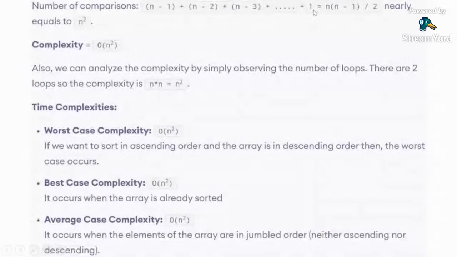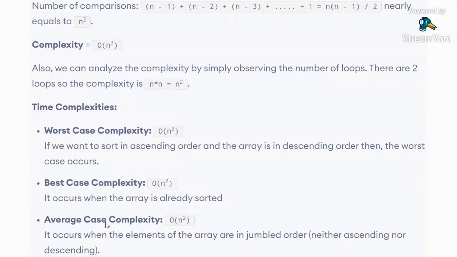Okay, so this is nothing but the arithmetic series from 1 to n minus 1. And if you get the result of this, then it will become n into n minus 1 by 2. N into n minus 1 by 2 is nothing but order of n square. So the time complexity for this algorithm is order of n square. Okay, see, the worst case time complexity, best case time complexity, and average case time complexity, all are n square.